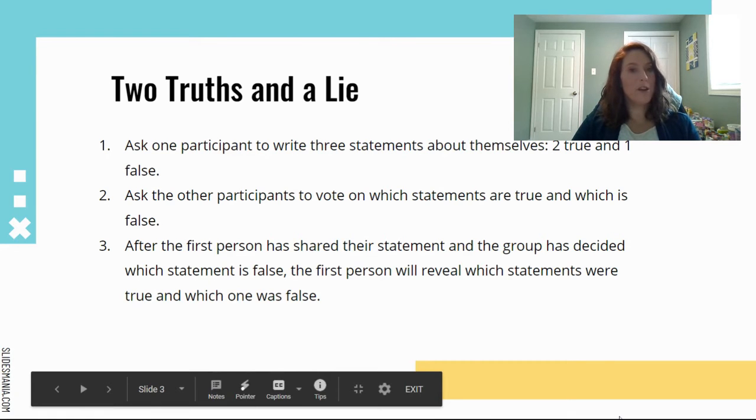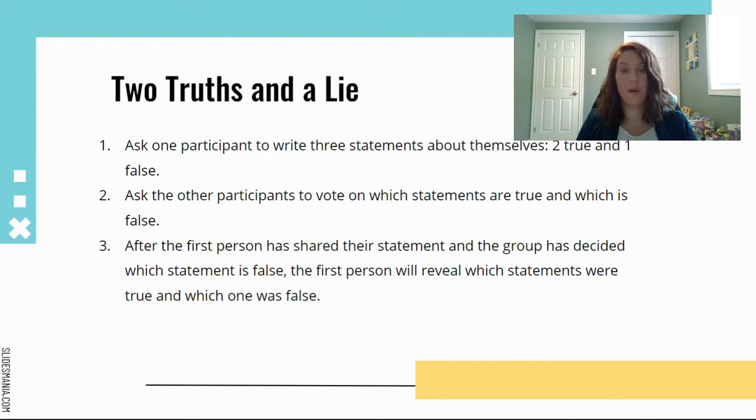So one game we could play is Two Truths and a Lie. With this one, we can ask one participant to write down 3 statements about themselves, two things that are true and one thing that is false. They can then share that with the others in the class, and the other classmates can vote on which ones they think are true and which things they think are false.